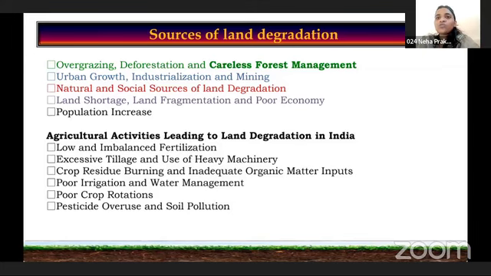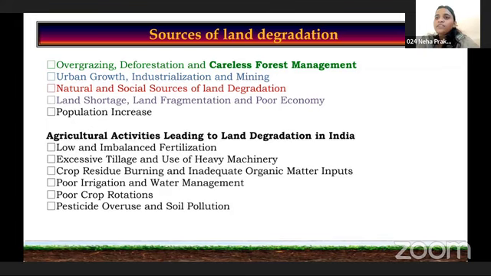Another is natural and social sources which lead to land degradation: land shortage, land fragmentation, and poor economy. And another most important factor is population increase. That is a main source of land degradation. Now moving to the next, what are the agricultural activities? We are also responsible for the land degradation process, through low and imbalanced fertilization.